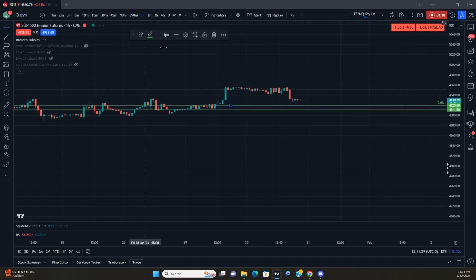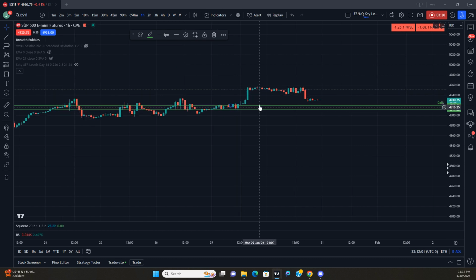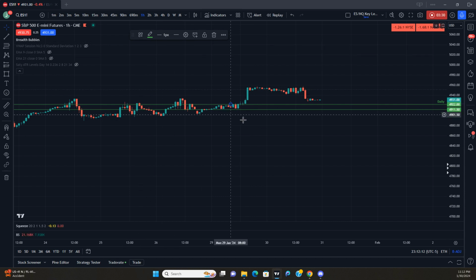Or let's see, we got on 1 hour. Oh, 1 hour. Yeah, you can see like this 49.20 area here, still 49.22 or so. So again, this is where it gets a little tricky because you want to see also that there was a bounce out of that area.